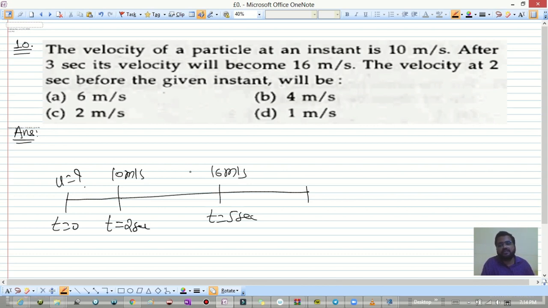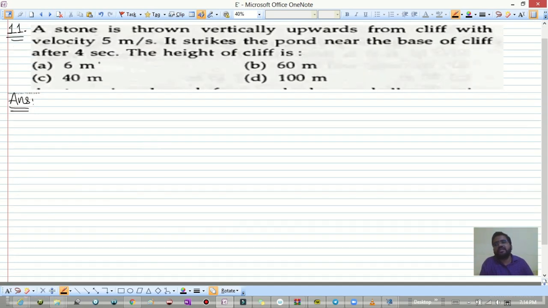So see here, you can calculate the acceleration over here, right? V, u, and whatever the time is acceleration. Once you calculate the acceleration, find out the initial velocity by using v is equal to u plus at. It is simple only.